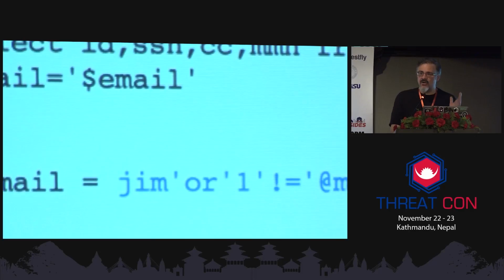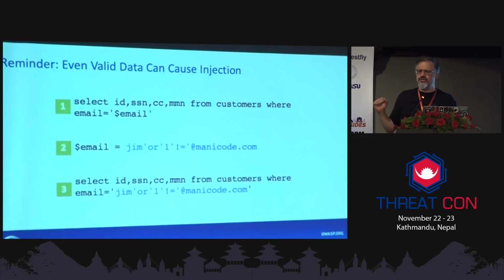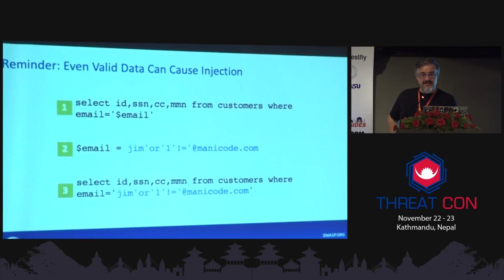And one note, even valid data can cause injection. A lot of books will tell your developers to do a lot of input validation, but here I am validating an email address. It's a valid email address, but it's still extremely dangerous. So be careful. Building secure software is complicated. It takes a lot of expertise to get right, and you need to have that expertise in your development teams if you want to do secure software.